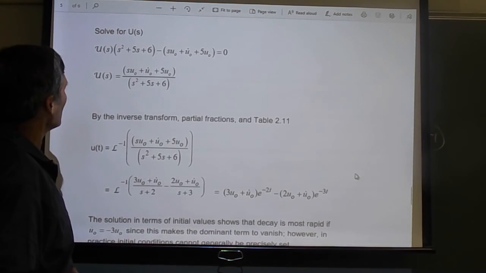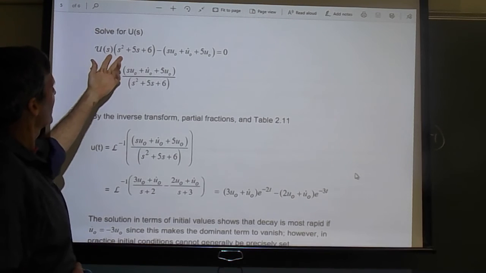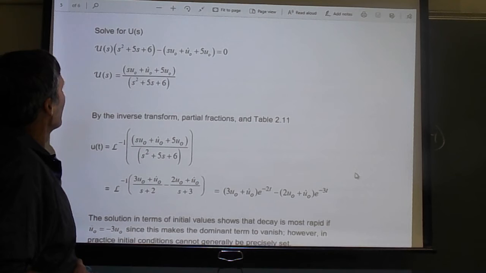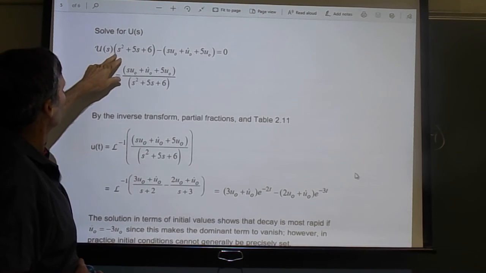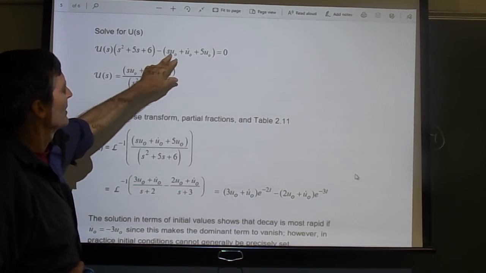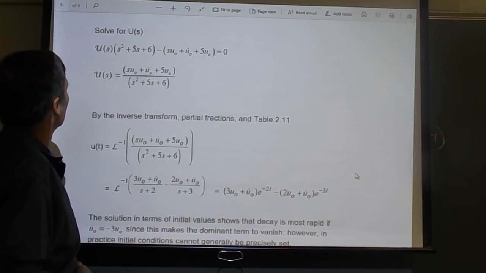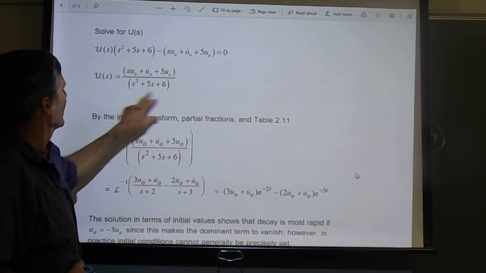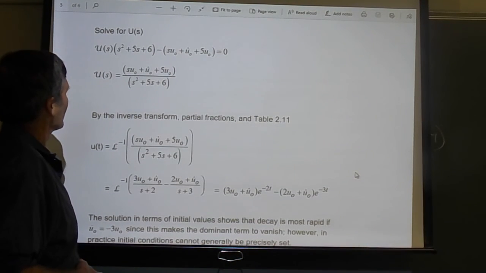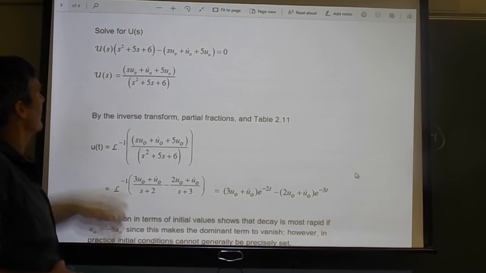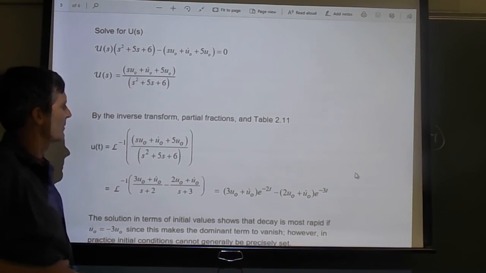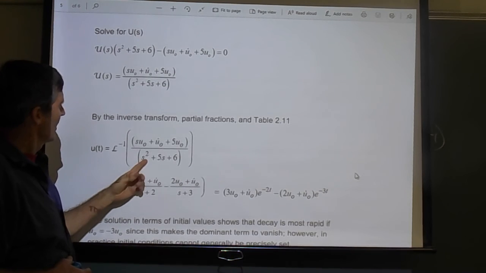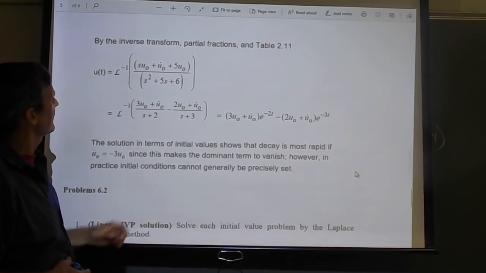Now we apply algebra to solve for the transform u of s as usual. And we get u of s times this stuff minus this stuff equals 0. So we add this over and divide by this. Here is u of s, the transform of the solution by algebra without knowing what the initial conditions are. We just leave them arbitrary. Now we can go to the inverse transform of that to find our solution.